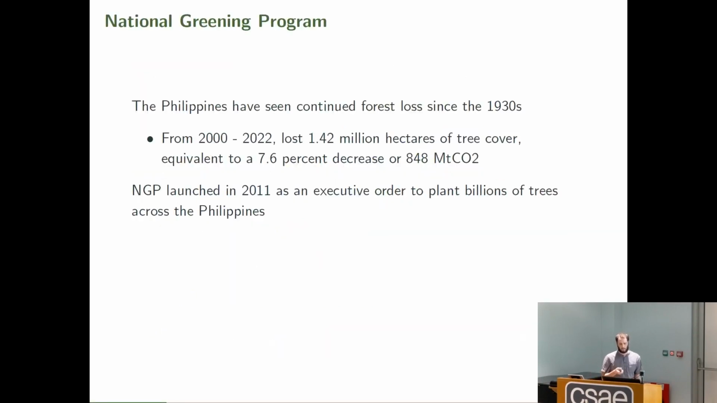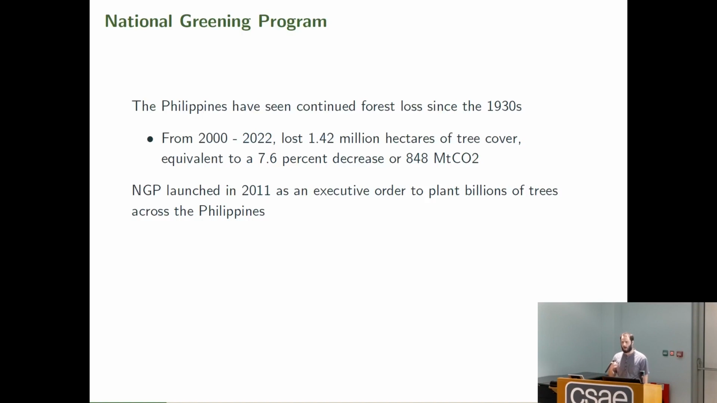Okay, so the context of this program. Historically, the Philippines has seen large reductions in forest cover. Just over the past 2 decades, they've lost 1.42 million hectares of tree cover, which is equivalent to a 7.6% decrease.